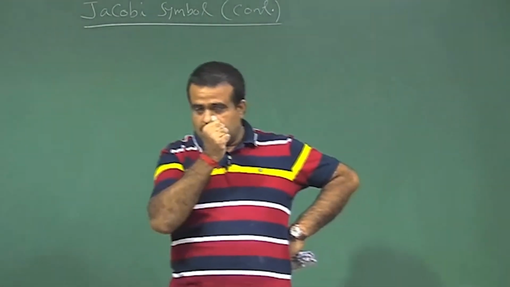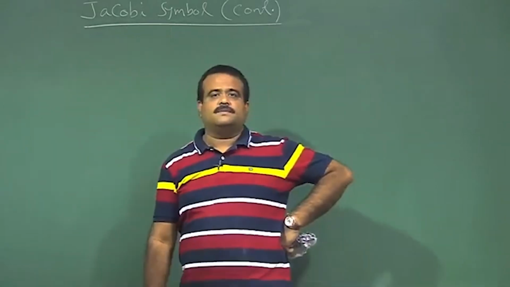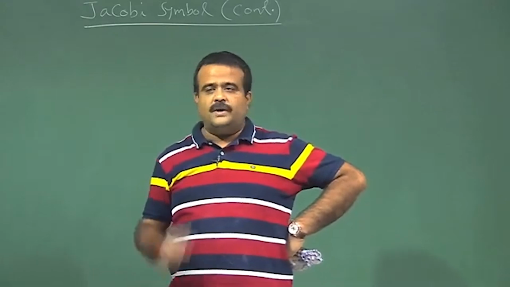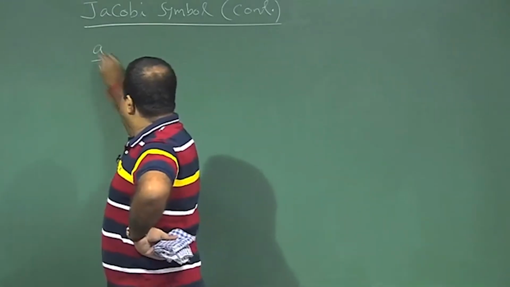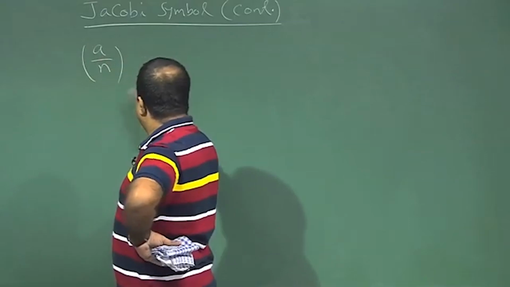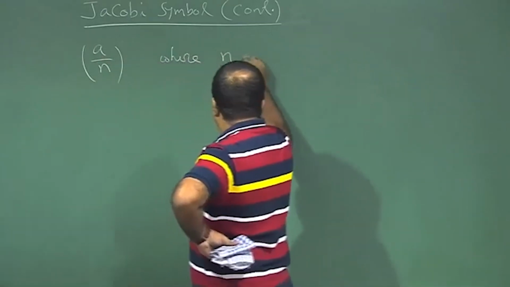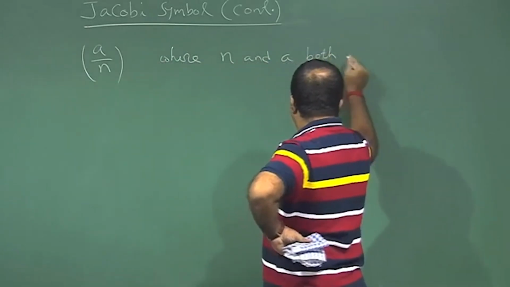Okay, so we'll just continue the Jacobi symbol. In the last class we have seen some of the properties of Jacobi's symbol. So using those properties we have to calculate a by n, where a and n both are any integers. So then it is the Jacobi symbol.